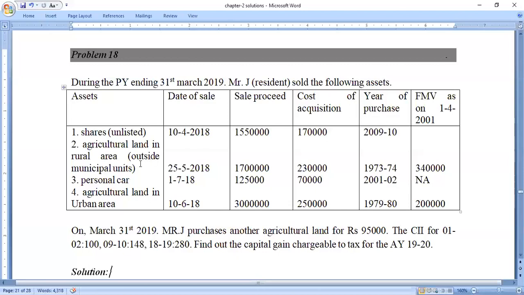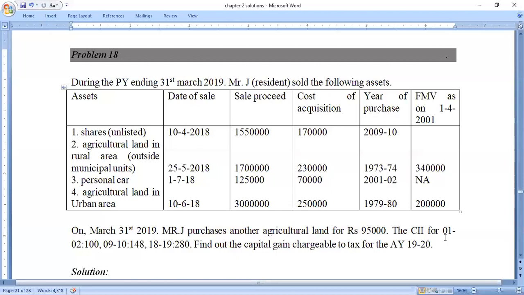Most of the students will get confused whether we need to claim the exemption for agriculture land in rural area or agriculture land in urban area. Section 54B has clearly stated that the agriculture land which is situated in the urban area has to be sold, and after selling that asset, within the period of 2 years from the date of transfer, the assessee has to purchase new agricultural land either in the rural area or the urban area. So this exemption can be claimed for the agriculture land in urban area.